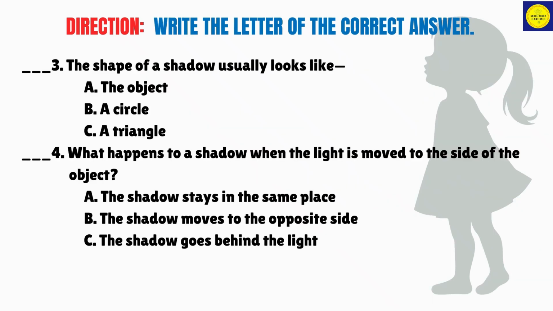Number 3. The shape of a shadow usually looks like A. The object, B. A circle, C. A triangle. 4. What happens to a shadow when the light is moved to the side of the object? A. The shadow stays in the same place. B. The shadow moves to the opposite side. C. The shadow goes behind the light.